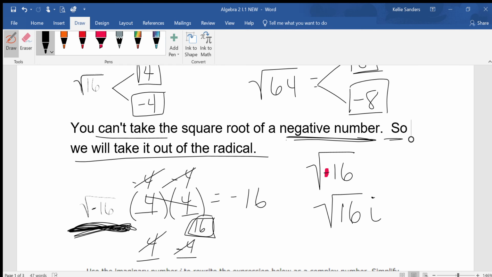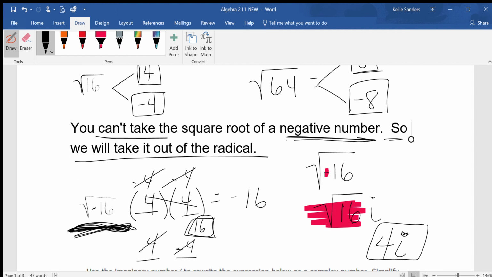And so we're going to take the negative out, and the negative tells us that it's imaginary because the negative is inside the square root. So we take the negative away, we make it an I, and now this is a positive square root of 16, right? So it's going to be 4i. Now, I know you say, well, what about negative 4i? Because we already took the square root of 16 a while ago. Just kind of bear with me.